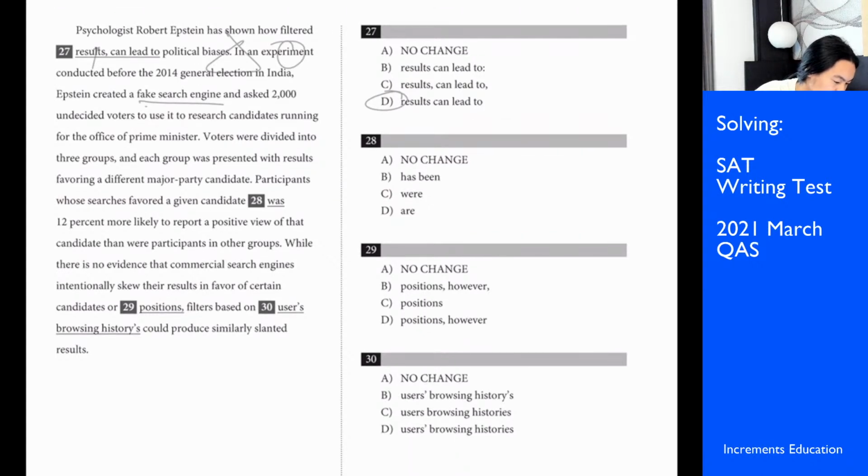3 groups presented with results favoring a different major party candidate. Okay, 3 groups favored a given candidate. Subject verb agreement. Participants were.